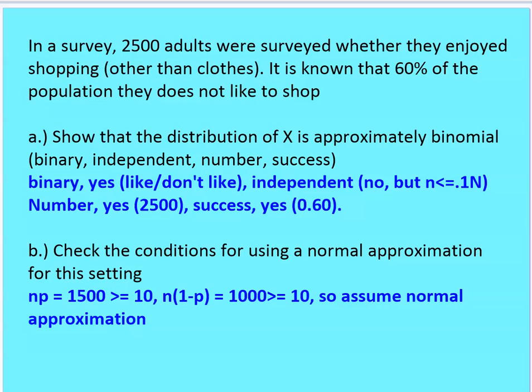All right, so it looks like yes, binary, it's like or don't like. Independent, no, but n is less than or equal to 1/10 of the entire population, right? Because we know 2,500 adults is less than the entire population of adults in the United States. Now we're going to check the conditions for using normal approximation. np is greater than 10, and n times (1 minus p) is greater than 10. So we can assume a normal approximation for the setting.